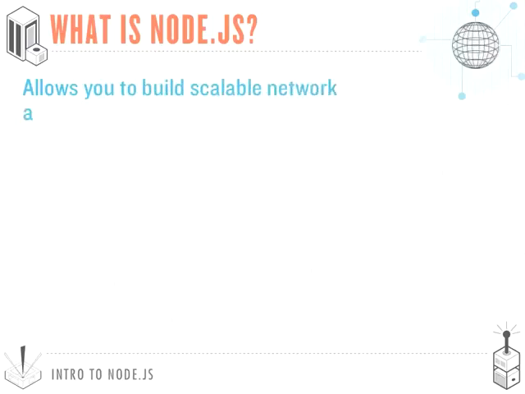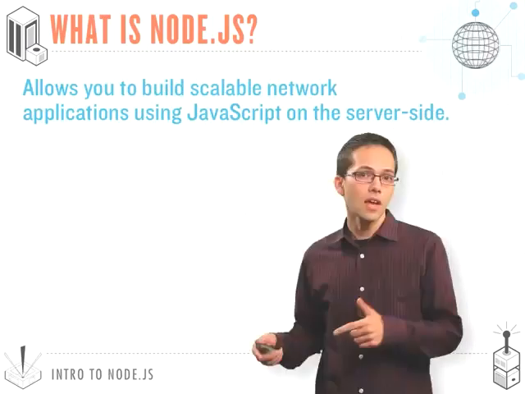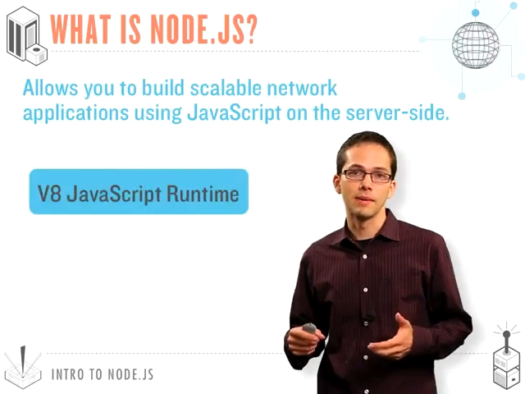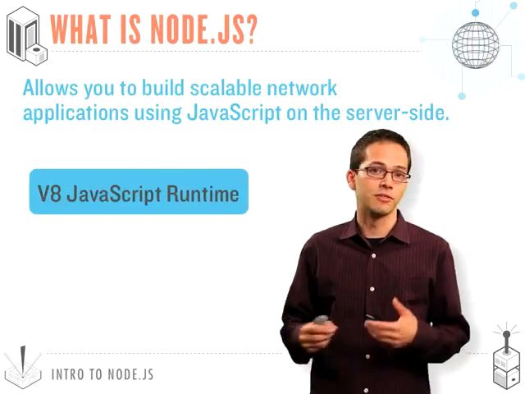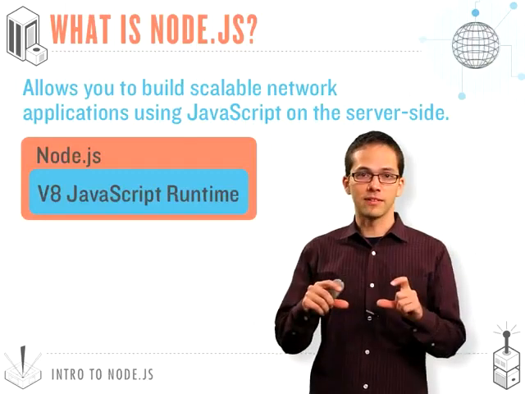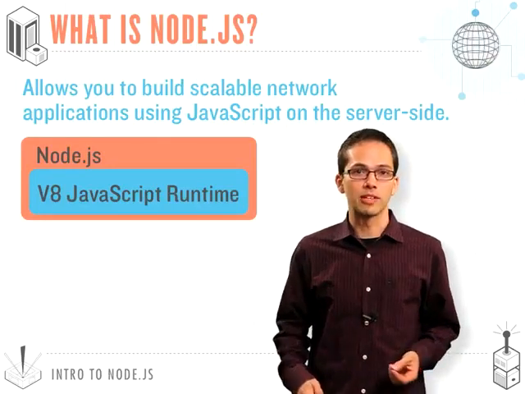Node.js allows you to build scalable network applications using JavaScript on the server side. Underneath the covers of Node, you're going to find the V8 JavaScript runtime. This is the same runtime that is used in your Chrome browser on your client side. What Node does is provide a wrapper around this engine, providing additional functionality for building network applications.